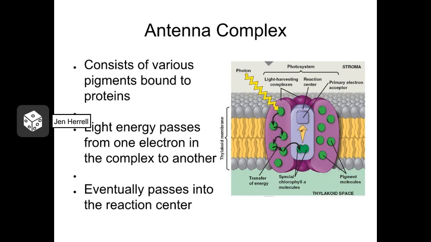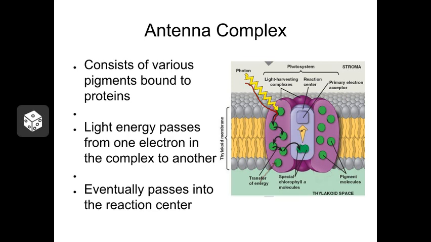The outer layer of a photosystem is an area called the antenna complex. This antenna complex that wraps all around the center of this thing is just packed full of pigment molecules. There's a whole bunch of chlorophylls and other pigments in there. Now, how does this antenna complex work? Well, light energy comes down and it's going to strike these chlorophyll molecules and other pigments.